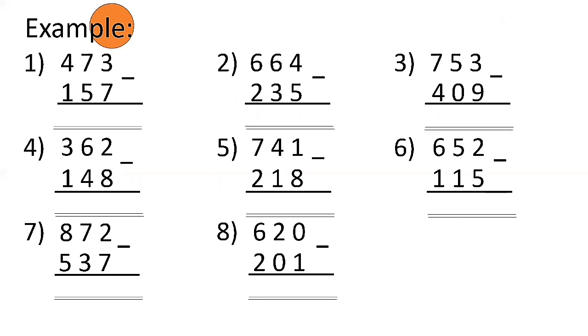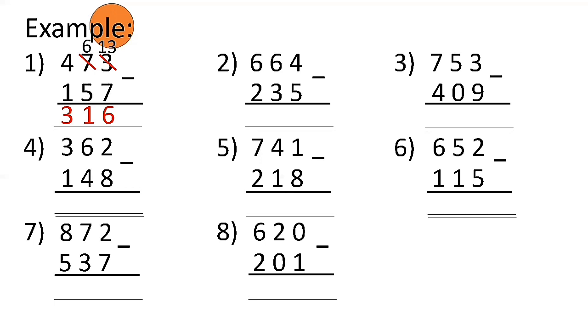Okay, example. 473 minus 157. We cannot subtract 7 from 3, so we need to borrow from the tens place. Cancel 7, it becomes 6, and 3 becomes 13. And 13 minus 7, that is 6. 6 minus 5, that is 1. 4 minus 1, that is 3. So the answer is 316.